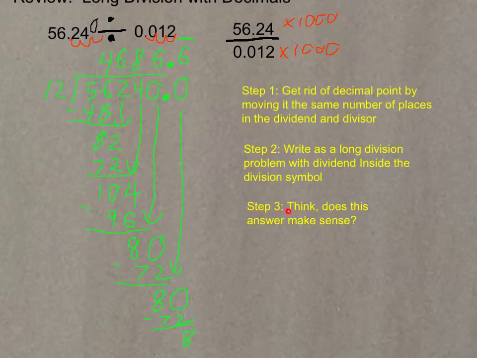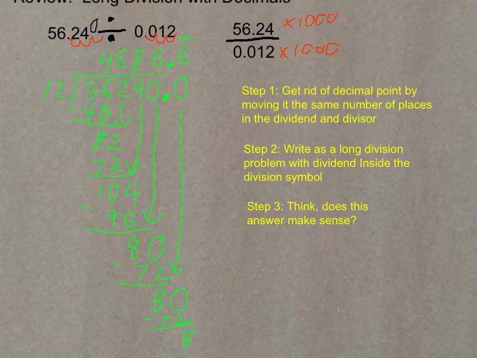But before we conclude that we're done, let's think for a second. Does this answer make sense? And particularly, what I want to think about is if we expect the answer, the quotient, to be larger or smaller than the original dividend. In other words, we're dividing 56.24 by a small decimal number. We want to know how many times a small decimal number goes into this number. Does it make sense that we're getting a bigger number, essentially, than we started with?